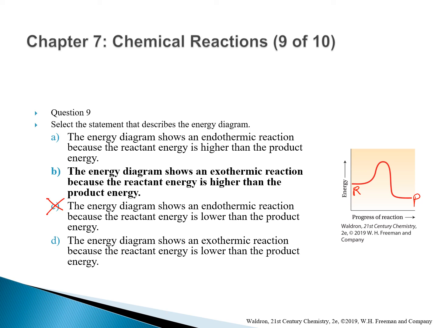Therefore, we can rule out C and rule out D. Since the product is at a lower energy compared with the reactant, the energy has been released in the reaction. When you have energy released, it is called an exothermic reaction. Therefore, choice B is correct.